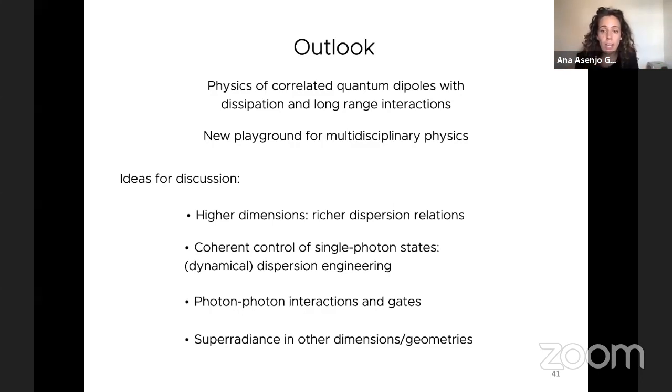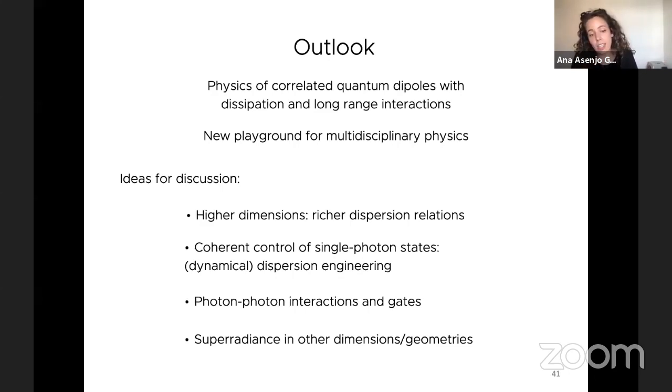I think going to higher dimension is definitely interesting because you can engineer richer dispersion relations, and the sky's the limit. I think compared to dielectrics, one interesting thing of these atomic arrays is that one can imagine to realize coherent control of single photon states. So one can do maybe dynamical dispersion engineering using dressing fields that are going to change the band structure in time as polaritons propagate.